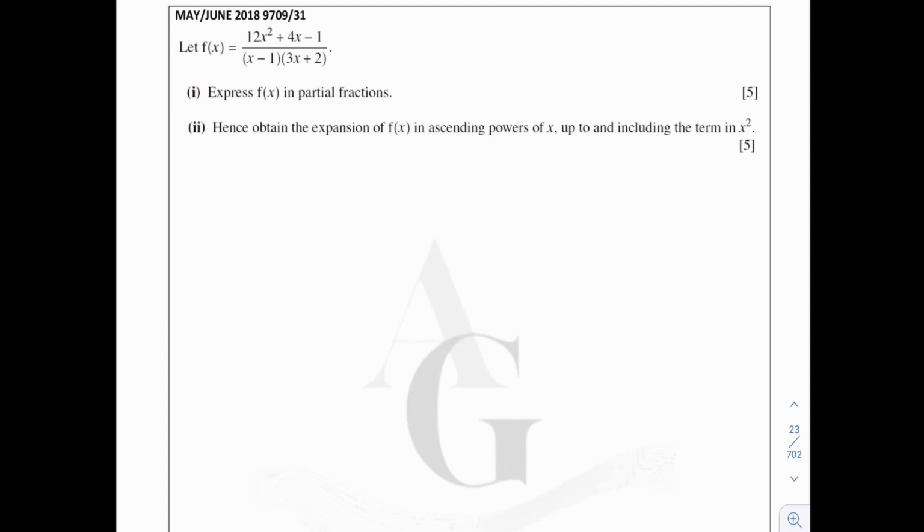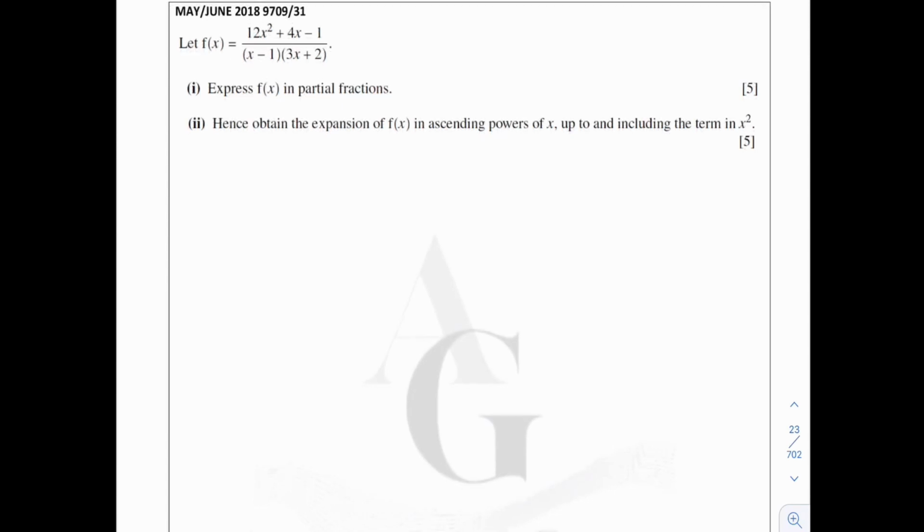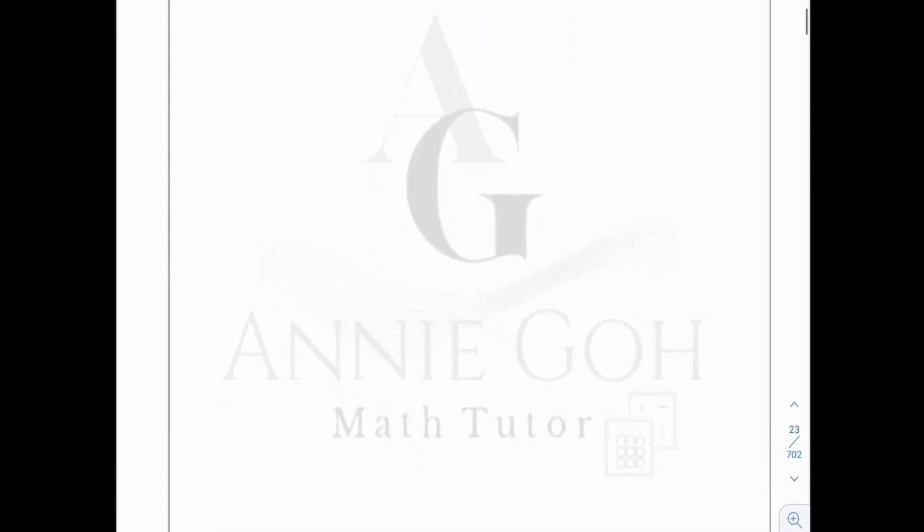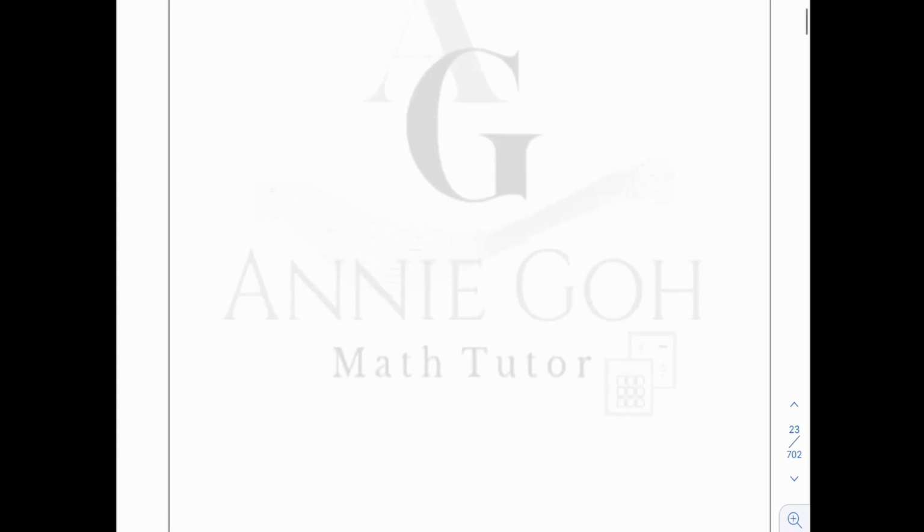Usually, binomial expansion is related to partial fraction. This you have to take note. So if your partial fraction is wrong, then it will lead to a wrong answer in part 2. So now let's use the answer from part 1 to do part 2. The part 1's answer is given down here. Alright, let me jot down this.